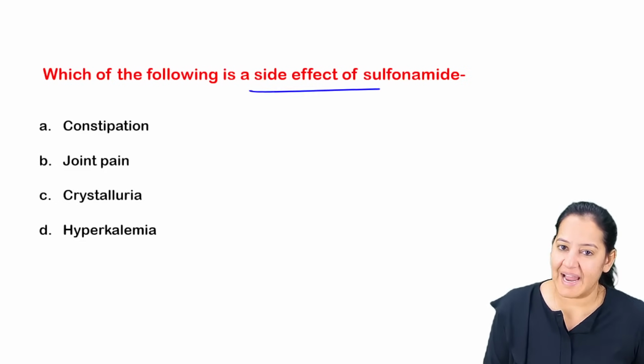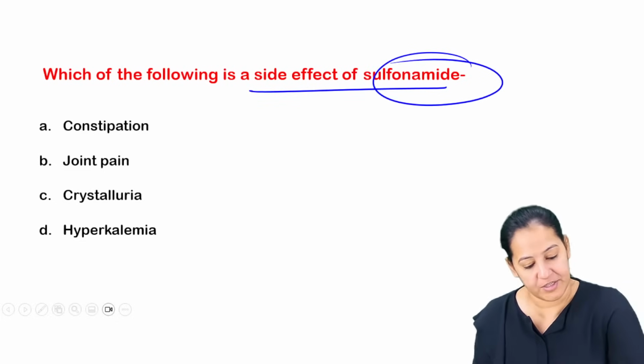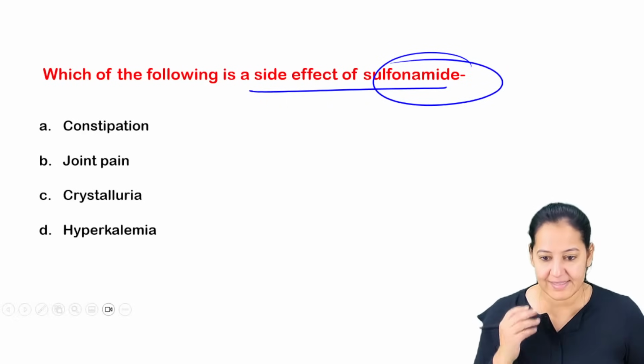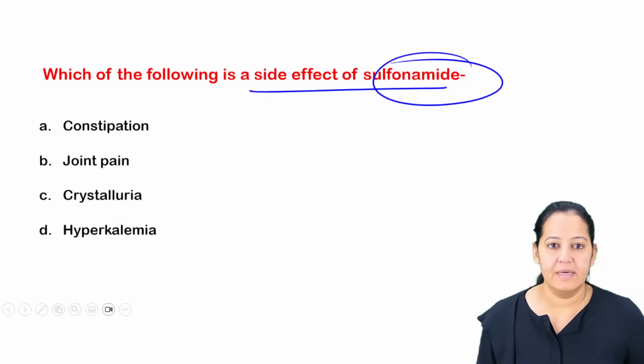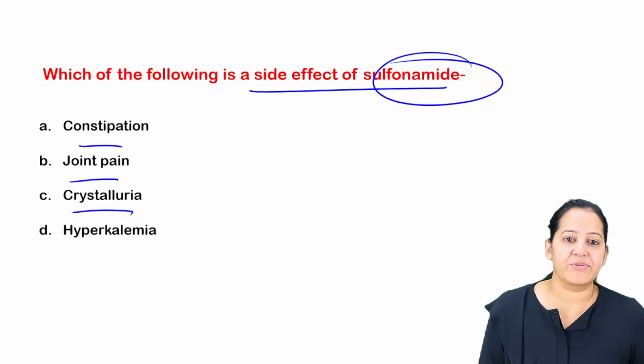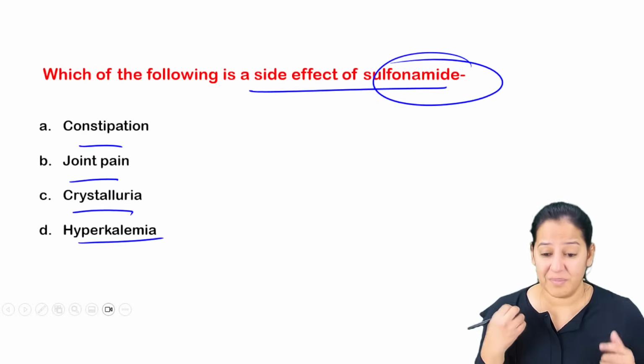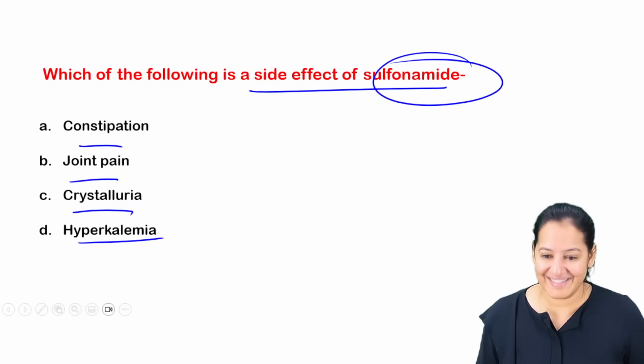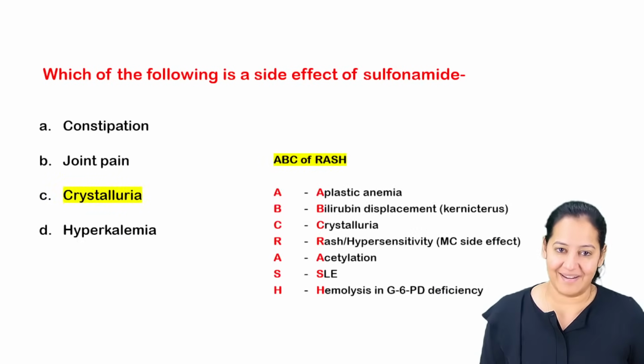Which of the following is a side effect of sulfonamide? This is the next antibiotic we are taking. Can you guess the answer? Is it constipation, joint pain, crystalluria or hyperkalemia? First you must understand what a sulfonamide is. I will come back to the question at the end. The correct answer is crystalluria.